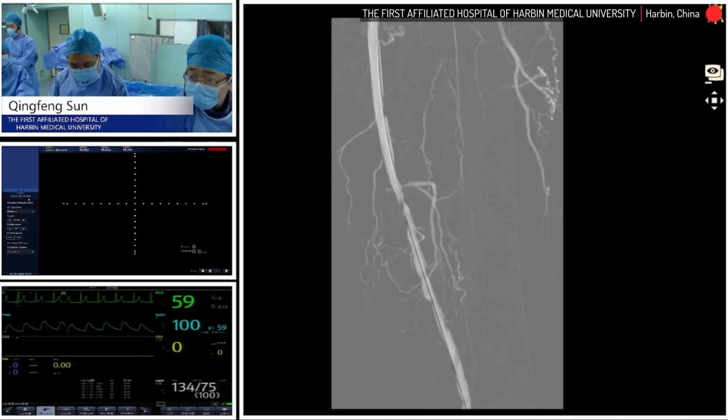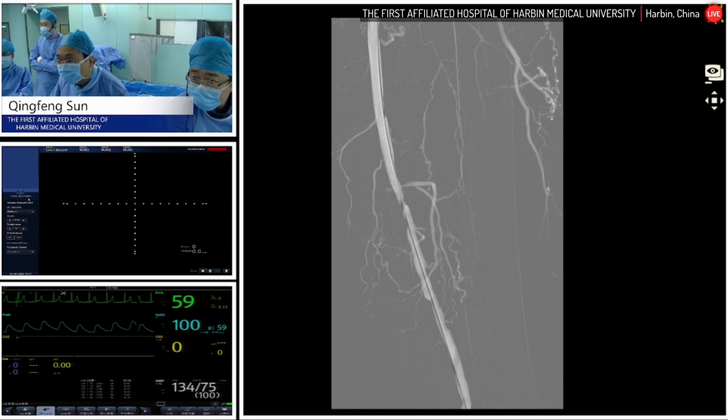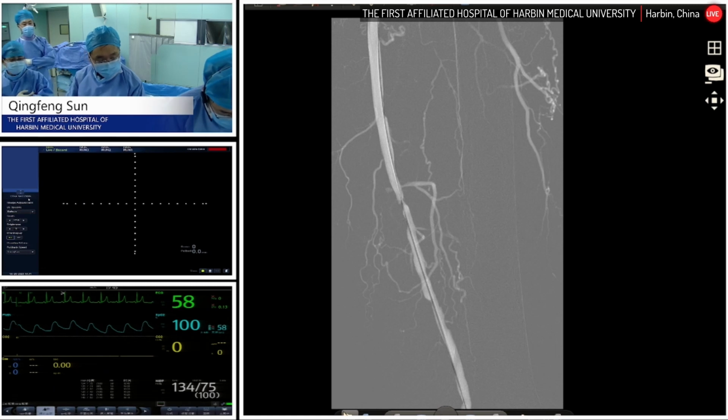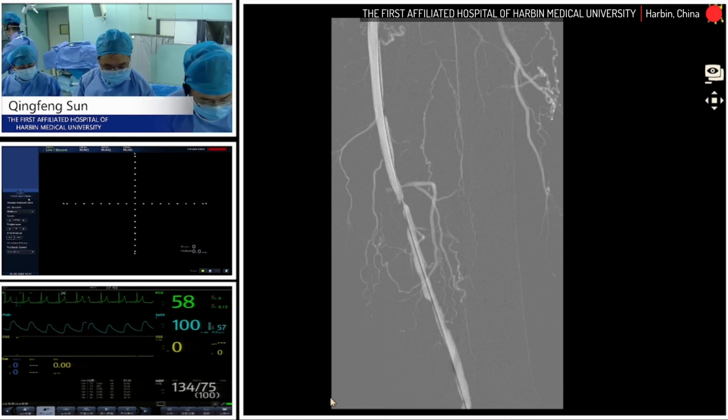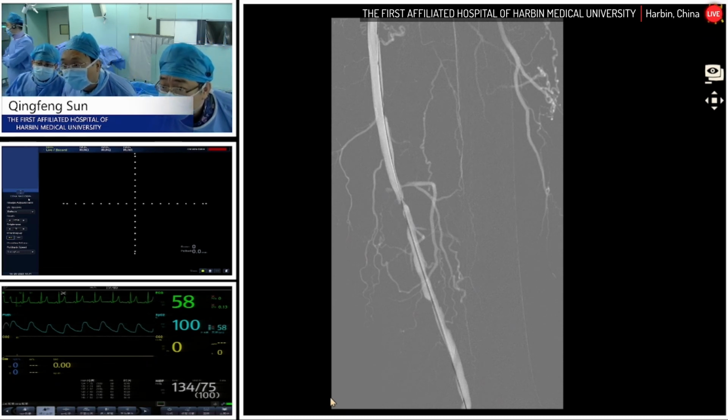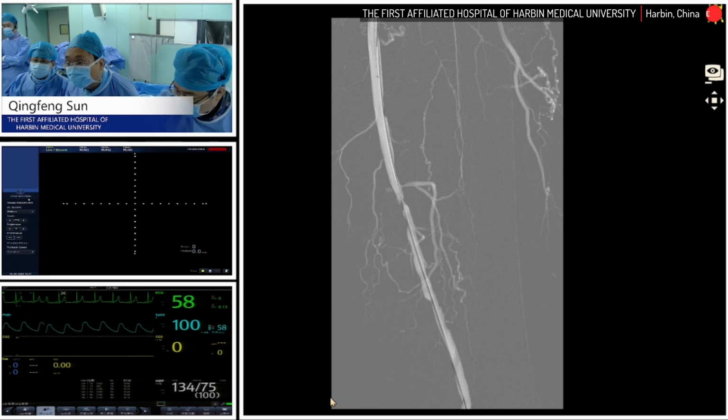Okay, we got it. Maybe we have many approaches for the same case. Here we got another question: what are the risks of recalcification and restenosis after this procedure? I think it depends on what we do next. If there's no dissection, we use DCB. If there's a dissection, we probably use a stent.